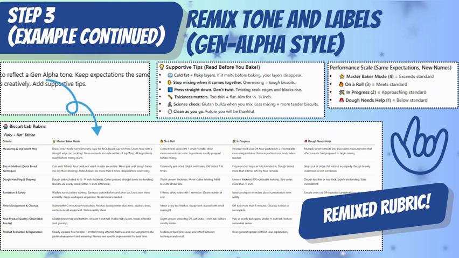So we have our master baker mode, which is kind of meaning that they exceed the standard. We have on a roll, which means they meet the standard. In progress means they're approaching the standard, and dough needs help would be below standard.